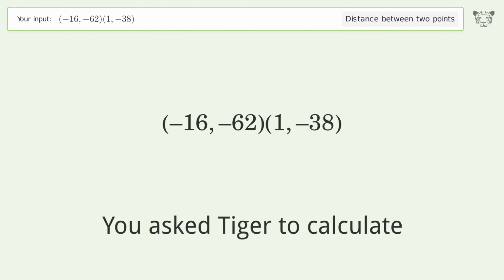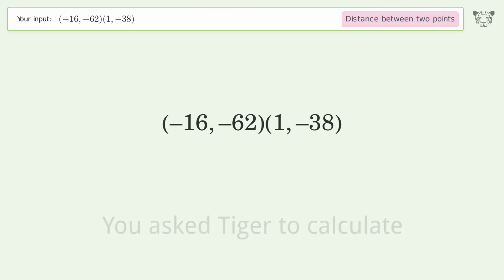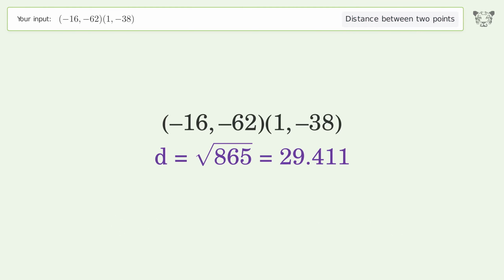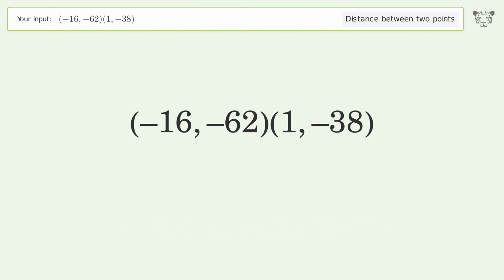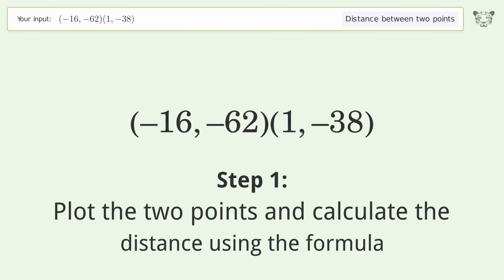You ask Tiger to calculate. This deals with the distance between 2 points. The distance between the 2 points is the square root of 865 or 29.411. Let's solve it step by step. Plot the 2 points and calculate the distance using the formula.